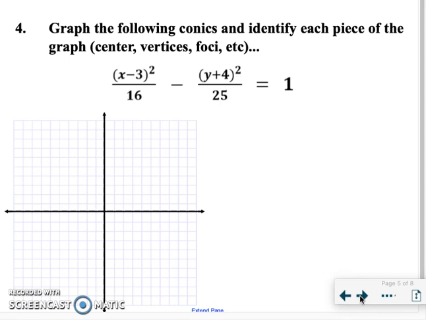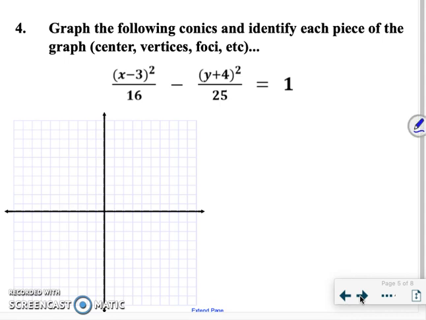Again, similar in terms of the amount of stuff that we're going to be doing. This time we want to graph the following conics and identify each piece of the graph. So again, here specifically we're talking about center, vertices, foci, things like that. So the first thing that we want to identify here is the type of conic section that we have.